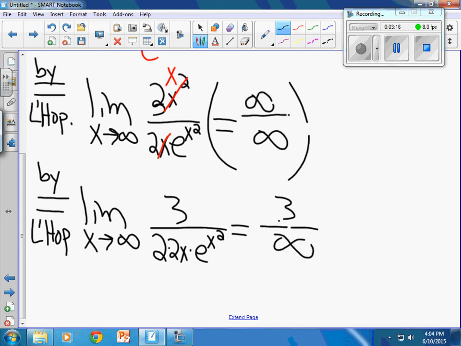So the numerator is getting closer to 3. The denominator is growing without bound. It's getting larger and larger, so the whole fraction gets closer to 0. So the limit of the original function is equal to 0.